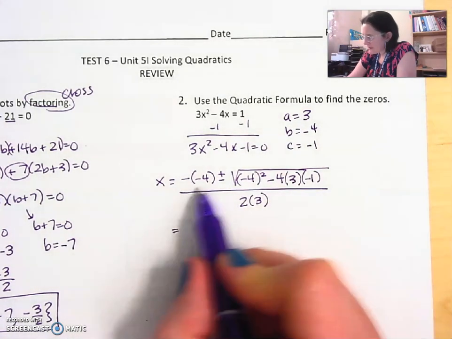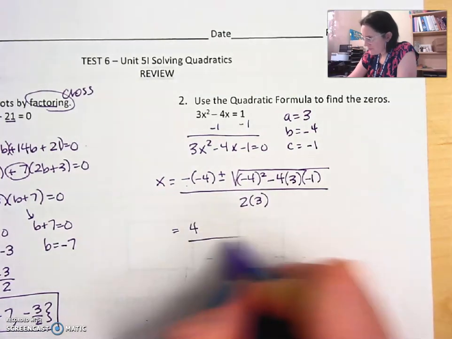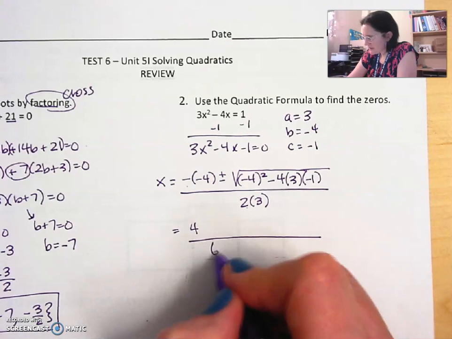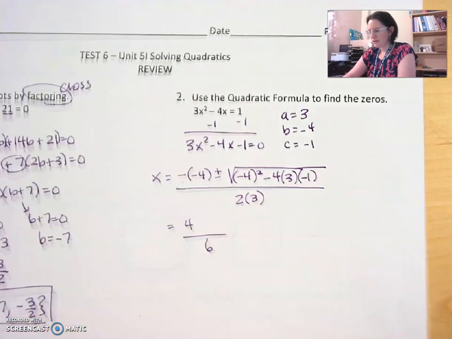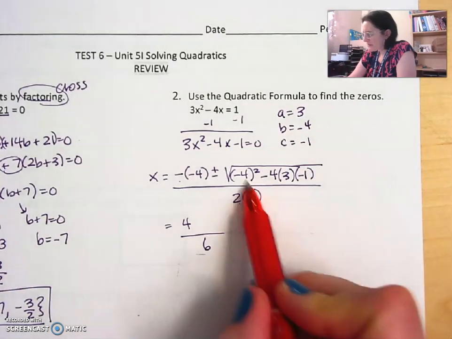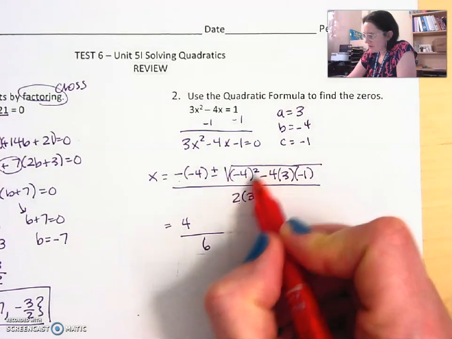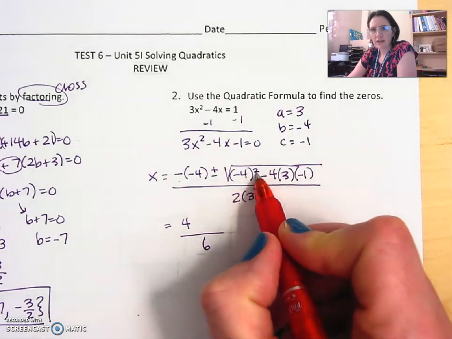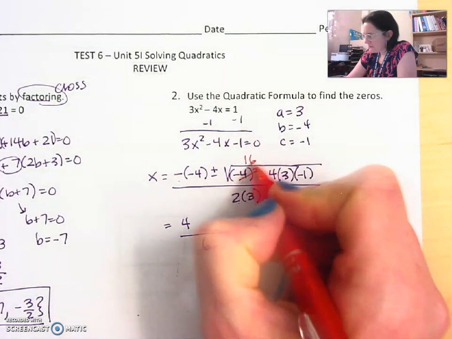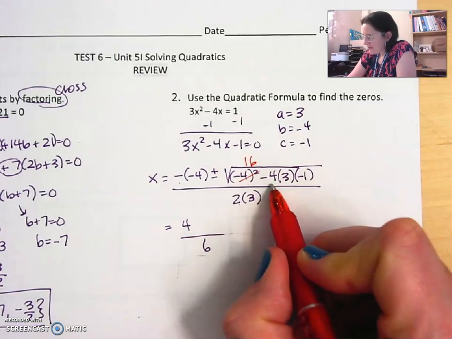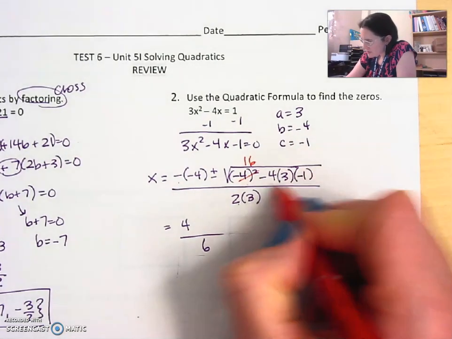So my next step, I like to do this negative B part and make that +4. I like to do the bottom. 2 times 3 is 6. And then for the math inside the radical, you have to follow your order of operations. So exponents first. -4 squared means -4 times -4, which is +16. And then I have -4 times 3 times -1. So do that left to right.